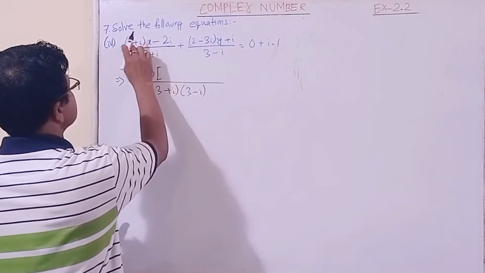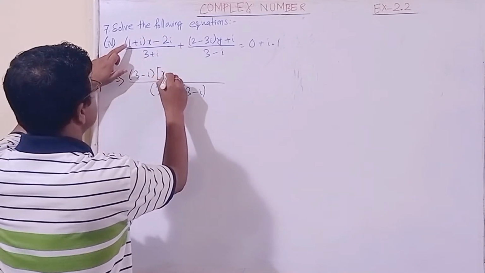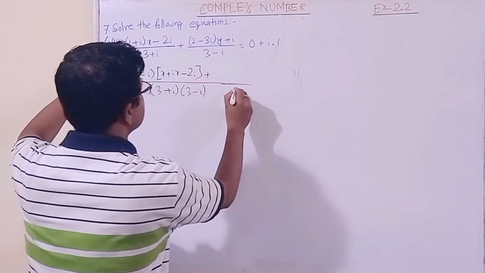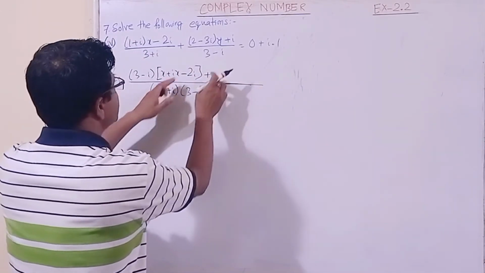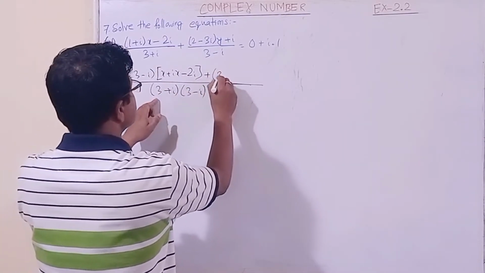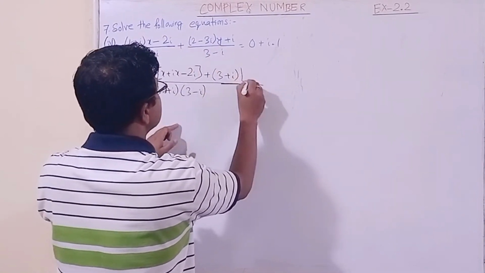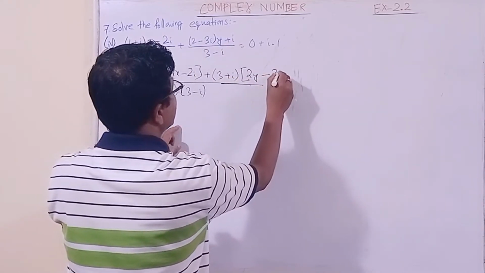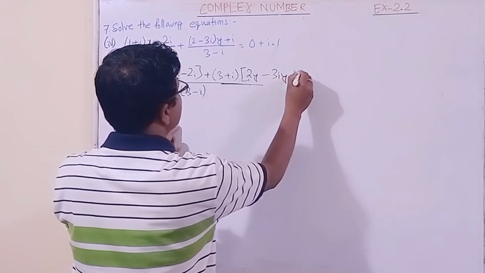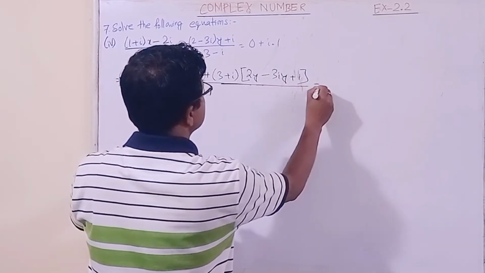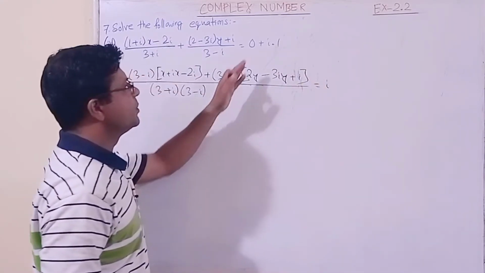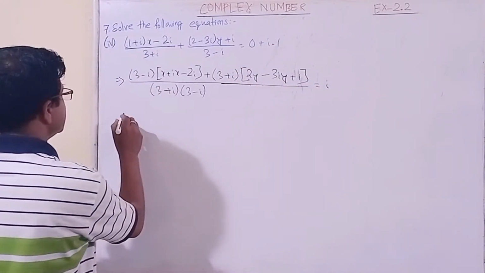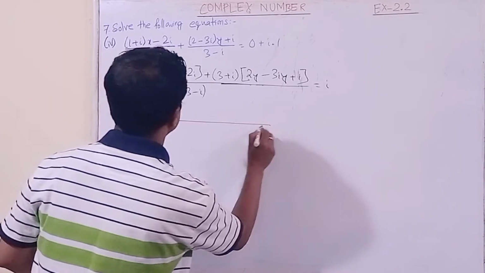Then in the numerator you see, 1 into x plus ix minus 2i plus, this divided by this will be 3 plus i. Then 2 into y, 2y minus 3iy plus i is equal to, ultimately 0 plus i into 1, which is i. So let us simplify it.